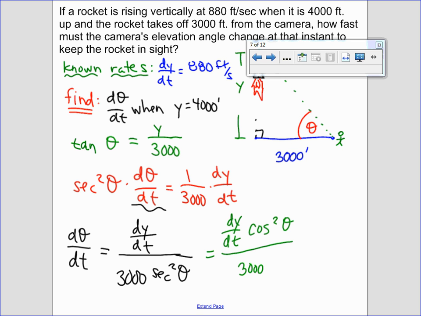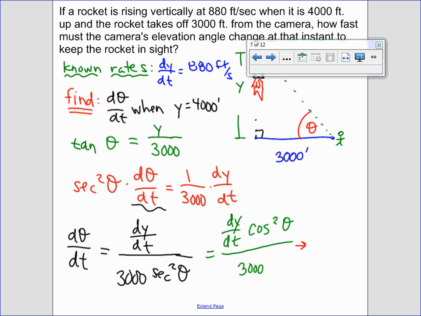I think we are. I want to know the rate of change in my angle of elevation, that is the d theta dt that we've systematically isolated, at the instant when y equals 4,000 feet. When y equals 4,000 feet, I'll be using that information to determine the value of cosine, right? Cosine here, which I don't have. dy dt I do have. So let's go ahead and substitute.